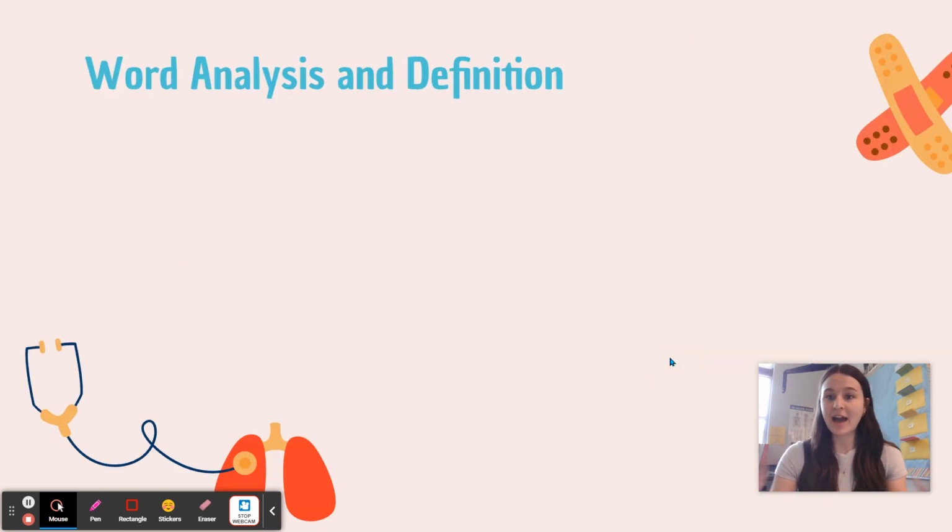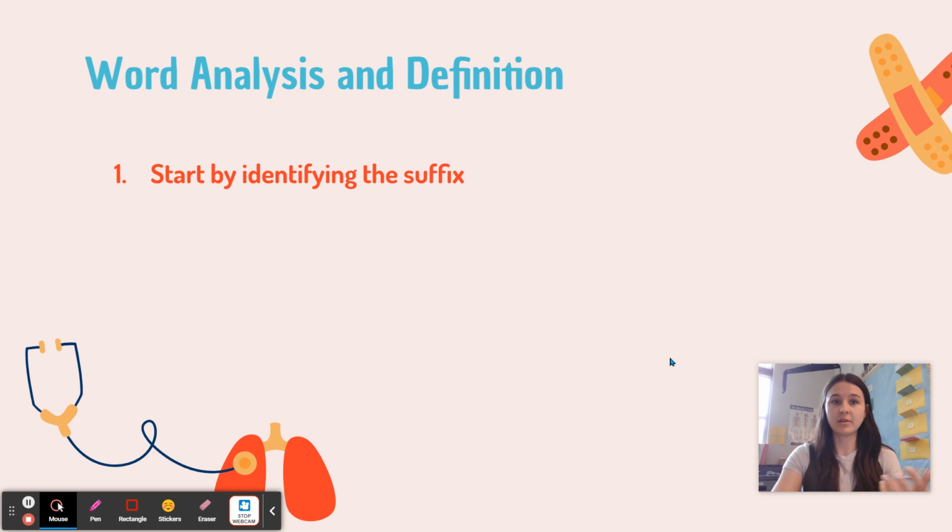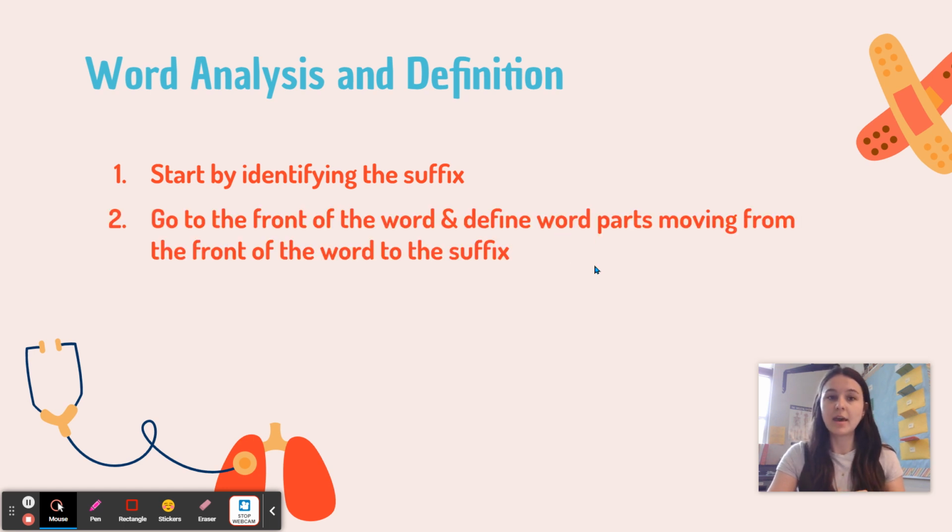So when we have a big word and we want to break it down, I always recommend starting with the suffix, okay, because we know that there's going to be a combining vowel in there. It's easier to find. And then after we've found the suffix, we can go back to the front of the word and try to find the other word parts.